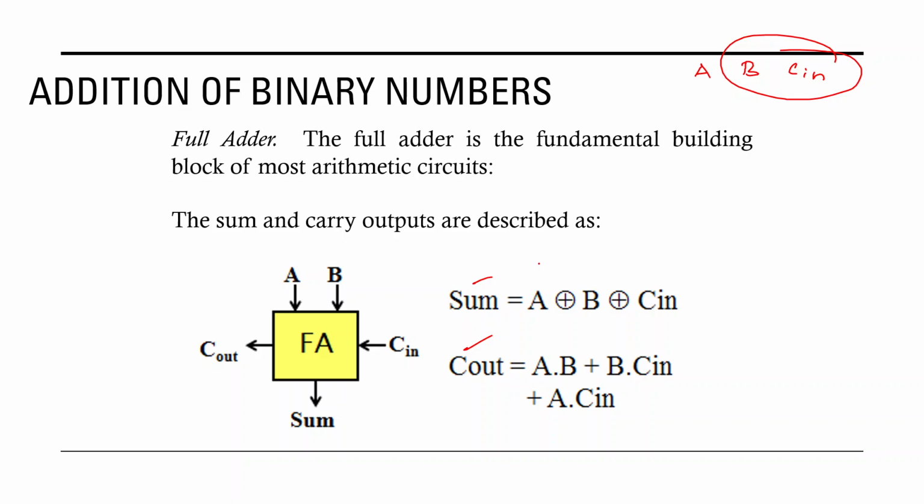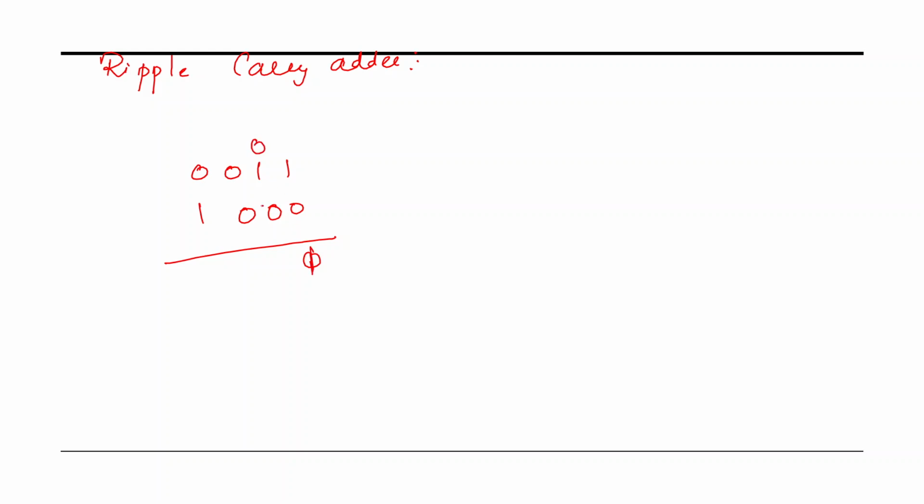Now we'll go for a ripple carry addition. For example, the inputs are 0011 and 0100. How do we add them? We add the first bits, the sum is 1 and carry is 0, and then the sum is 1 and carry is 0, and then the sum is 0 and carry is 0, and then the sum is 1 and carry is 0. So this is a normal addition, right?